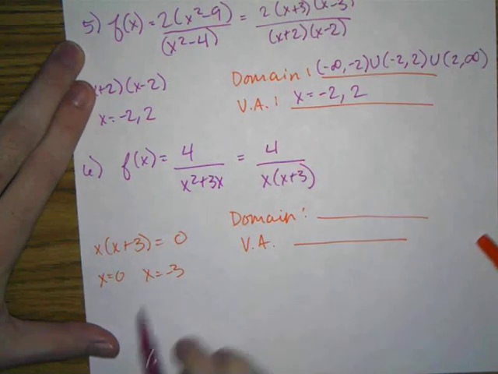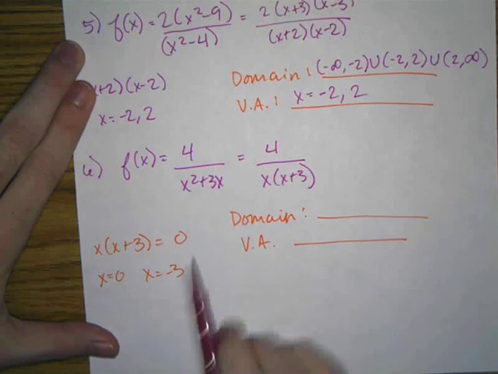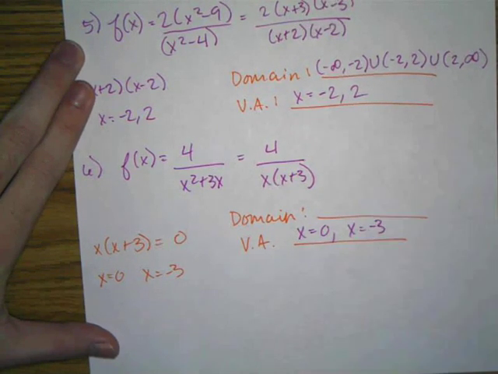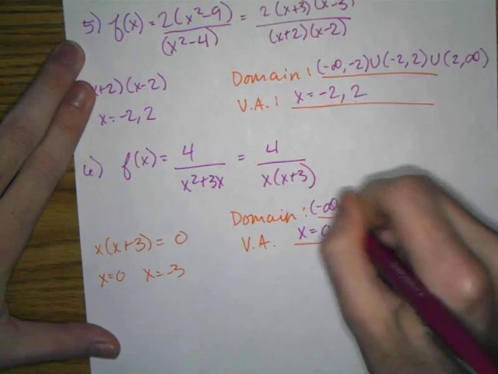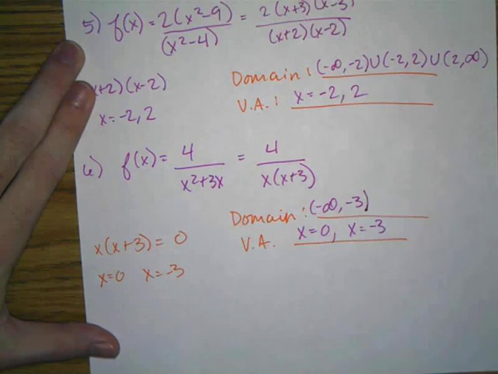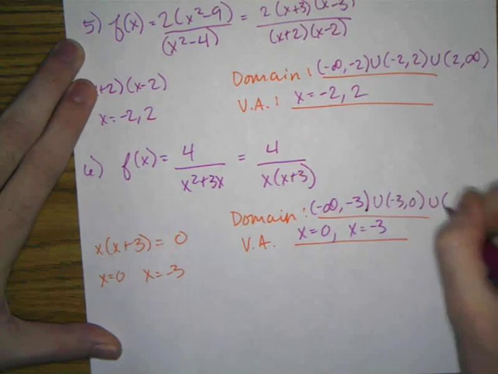Guys, if this is giving you trouble, come in and see me. I'd be happy to remind you of why this is true. Don't let this be something that confuses you. So we have vertical asymptotes at x equals 0 and x equals negative 3. And our domain goes from negative infinity to negative 3, union negative 3 to 0, and then union 0 to infinity.